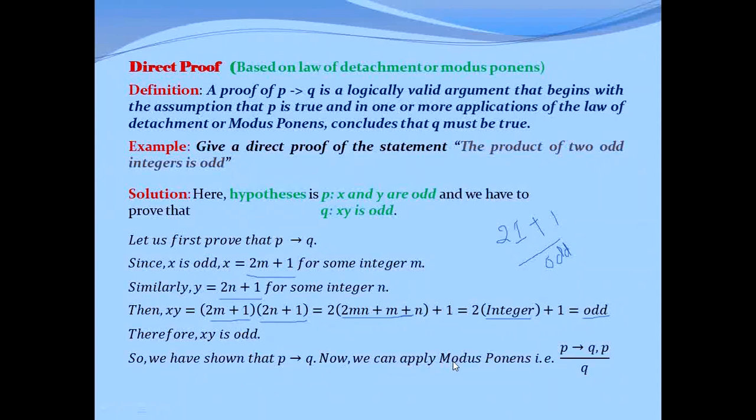Now we can apply modus ponens. P implies Q is true, as I have shown here, and P is true from the hypothesis. So these two formulas are true, so Q will be true, that is, xy is odd. The product of x and y is odd, or we can say the product of two odd integers is odd.